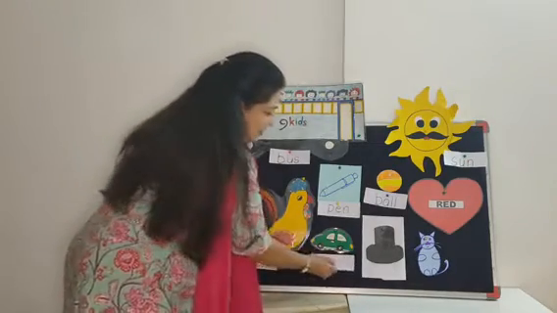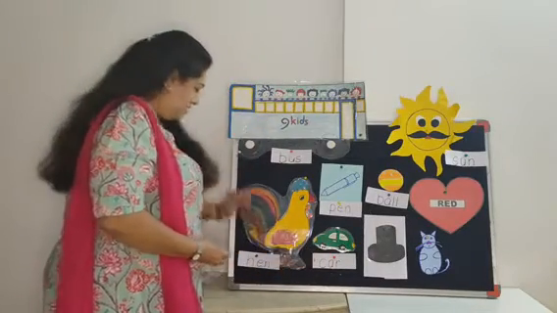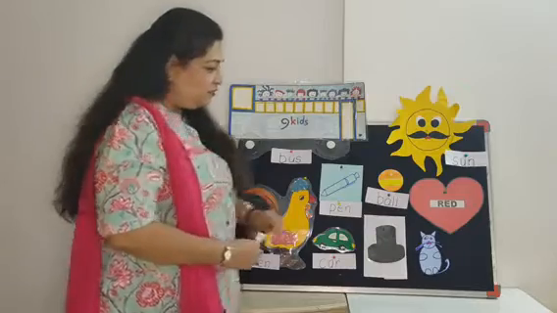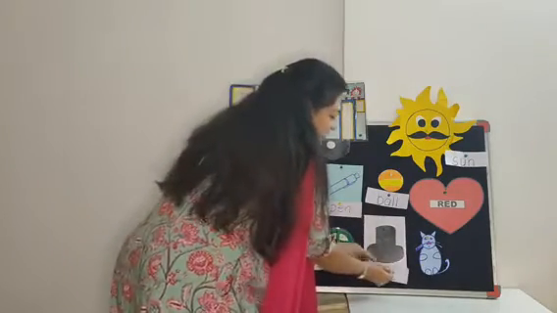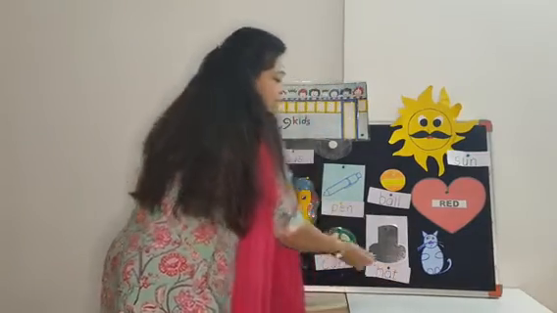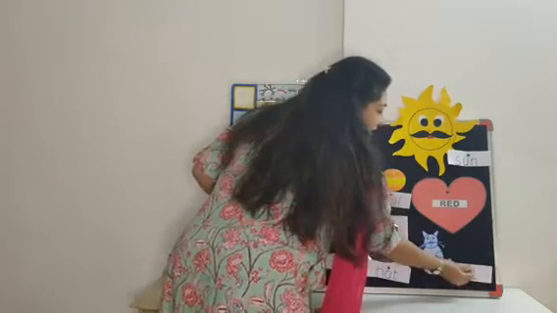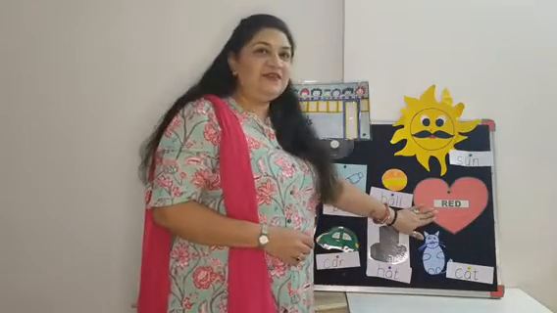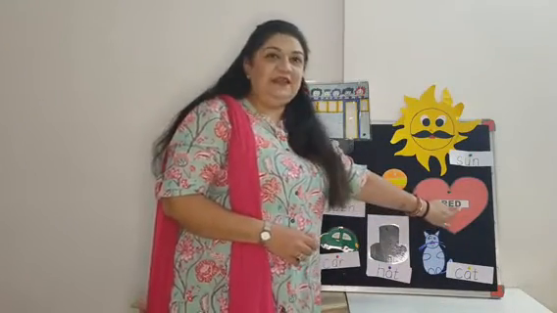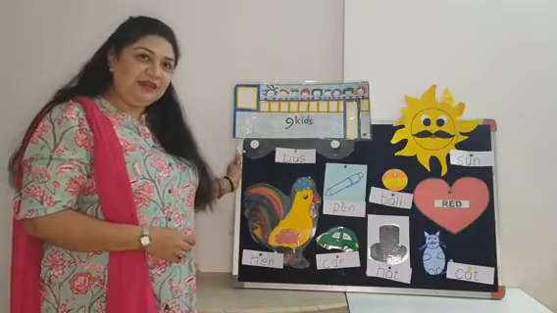Car. Very good. C-A-R, car. Then we have, what is this? A magician's hat. Very good. H-A-T, hat. And then we have a picture of cat. C-A-T, cat. And this is red. R-E-D, red. So this is a quick recap of CVC words that we have learnt earlier.